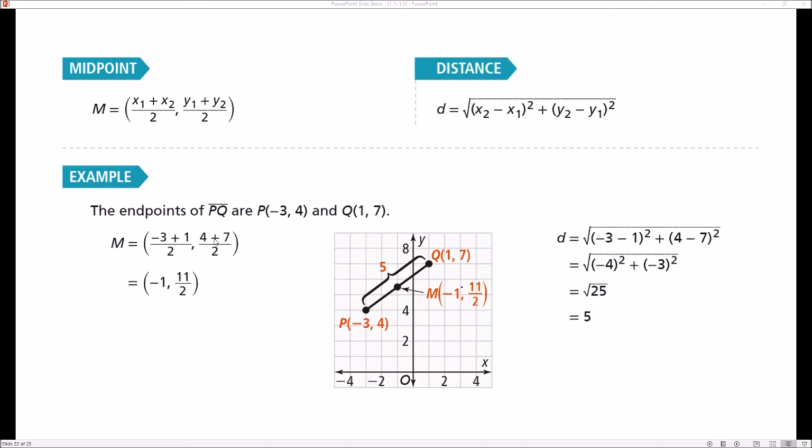And here's an example on one segment, the segment PQ, where we find the distance and the midpoint. So here's our midpoint at -1, 11/2. We went back 1, and 11/2 is 5.5. So there's 5, and that's 5.5. Our distance is a total length of 5.